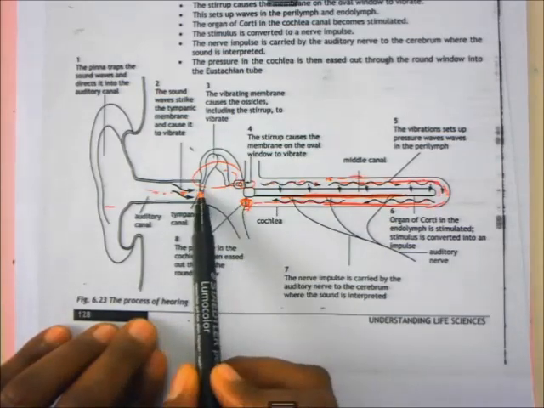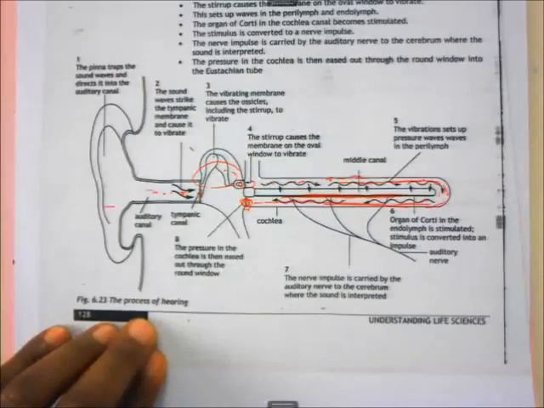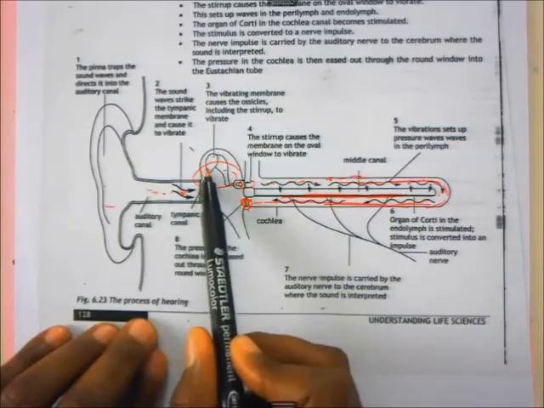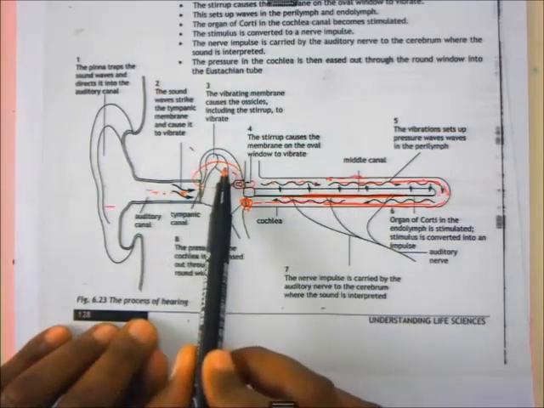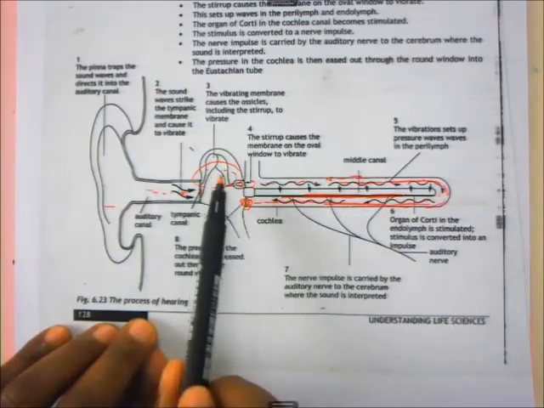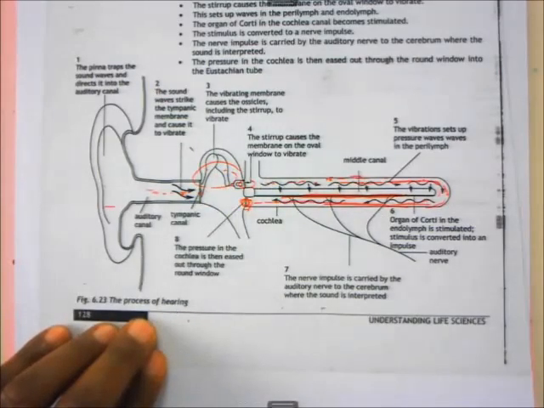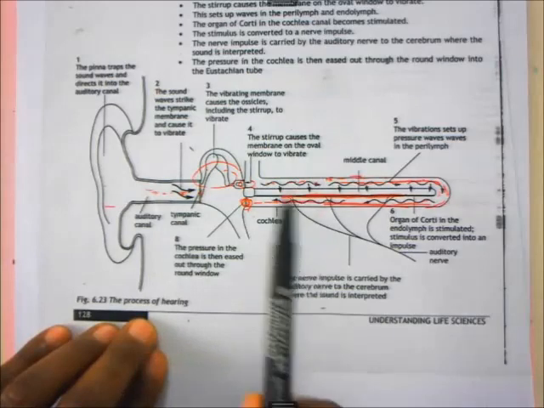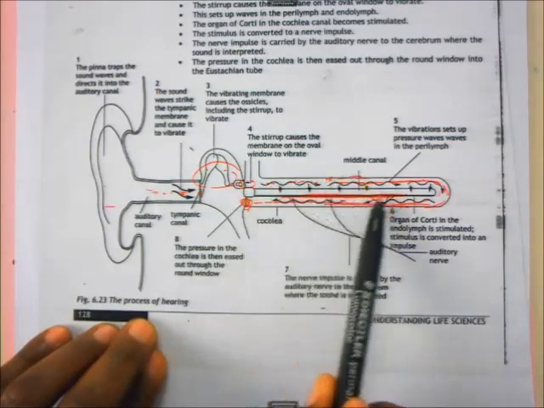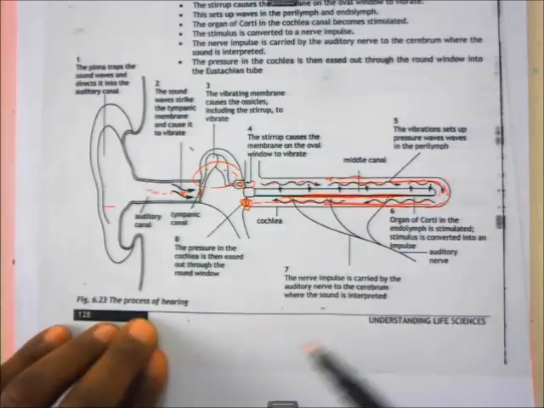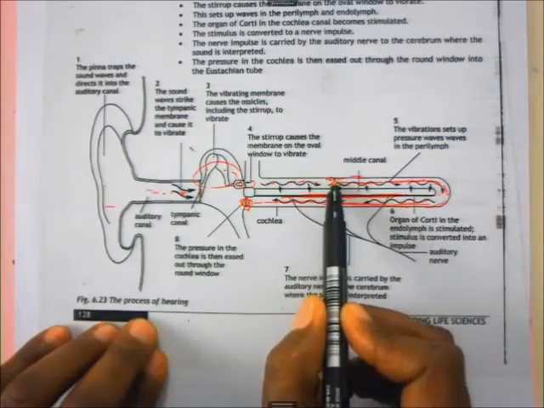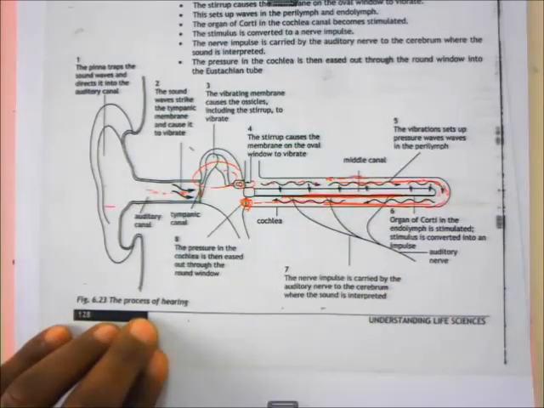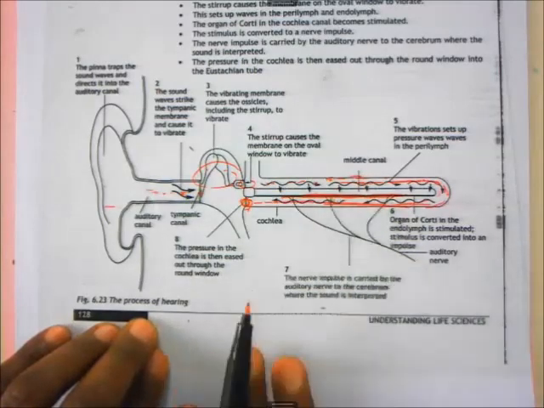So now the tympanic membrane will vibrate. So now it will pass its vibrations to the hammer. The hammer will take the vibrations to the anvil. The anvil will take the vibrations to the stirrup. And then the stirrup will take the vibrations to the oval window. From the oval window, the vibrations will now move into where? Into the inner ear. Where in the inner ear? In the structure which is called what? The cochlea.